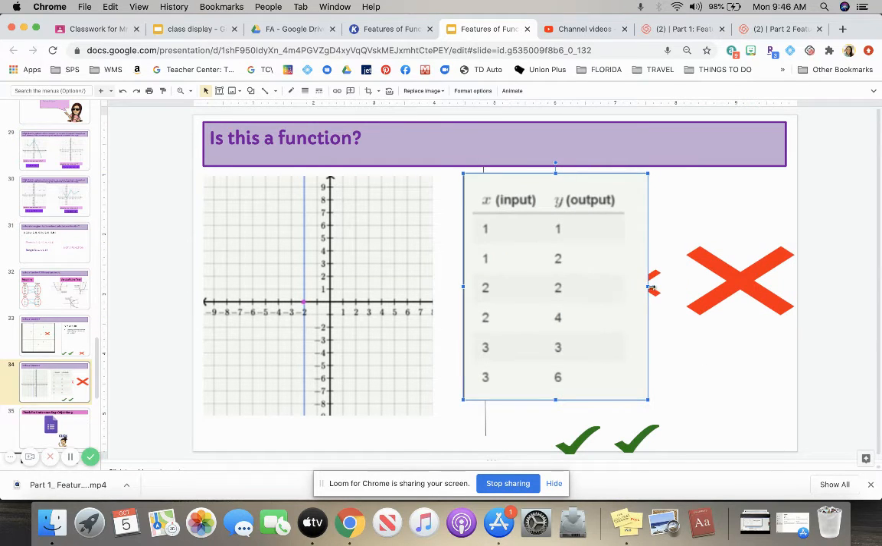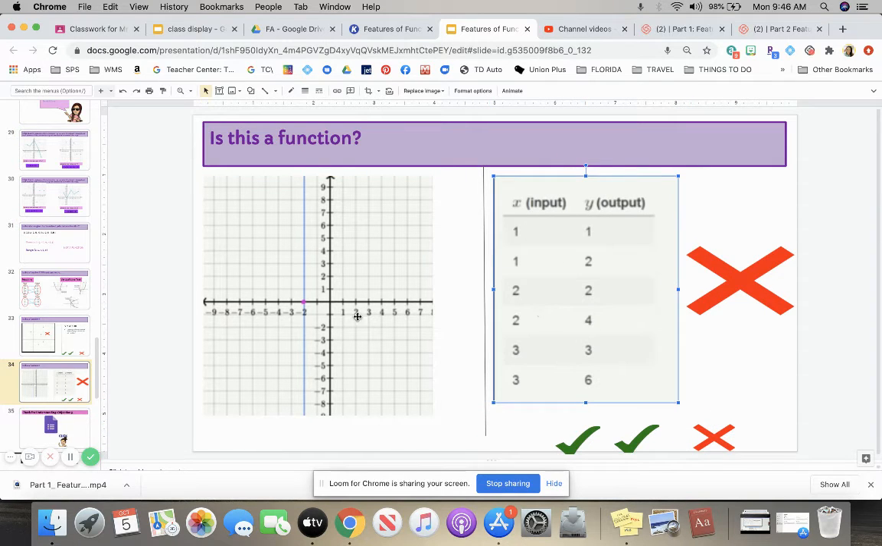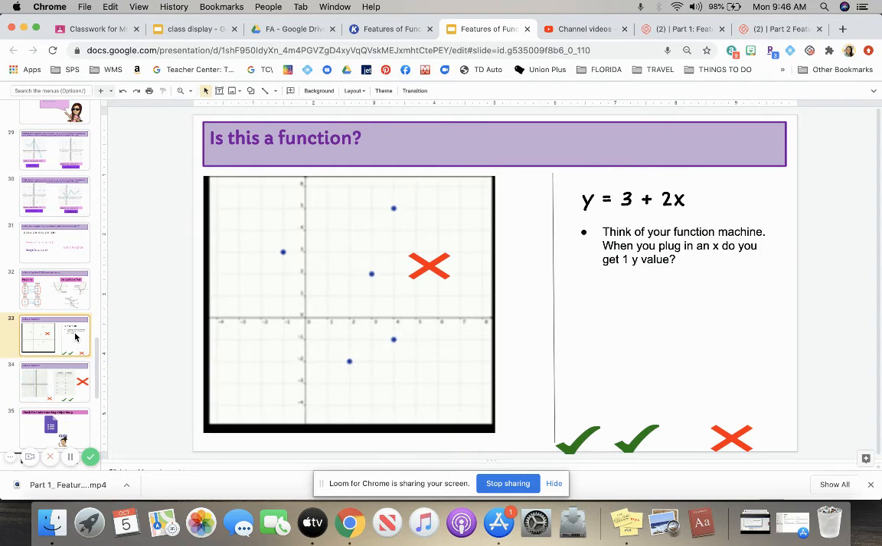And let's look at the graph over here. Let's see. When x is -2, it is also 1, 2, 3, 4, 5, all the way up and all the way down. So this is also not a function. Sorry, this one over here as well. This is a function because when you plug in x into the equation, you're going to get one output all the time. So this is a function.